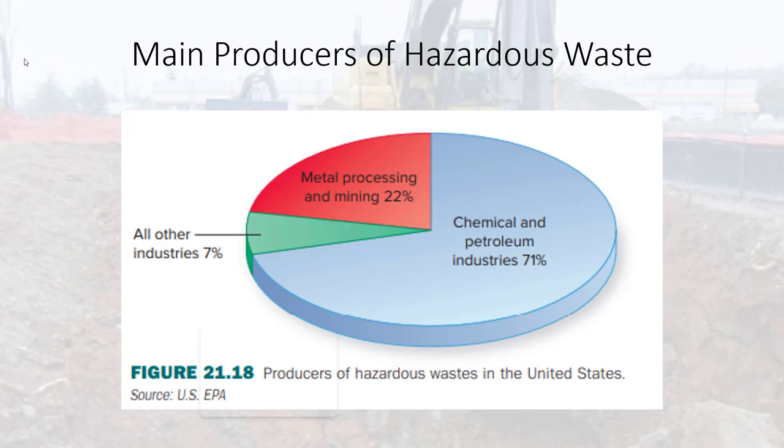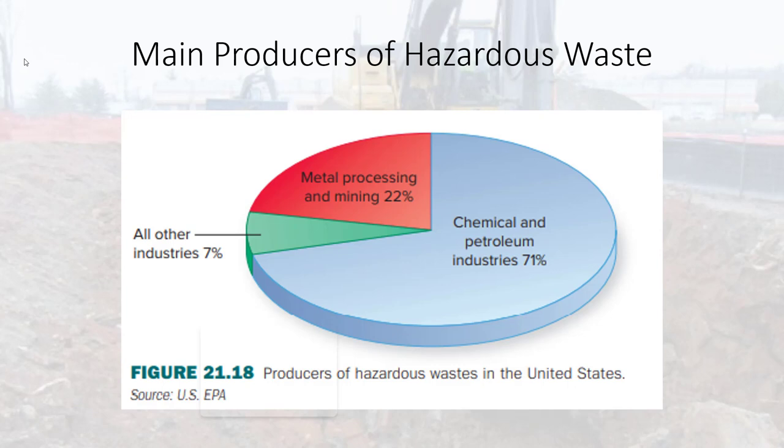If we are talking about the main producers of hazardous waste, by and large, the chemical and petroleum industries produce most of the hazardous waste in the United States, followed by metal processing and mining, and then other industries rounded out. But really, about 71% of our hazardous waste is produced by chemical and petroleum industries.